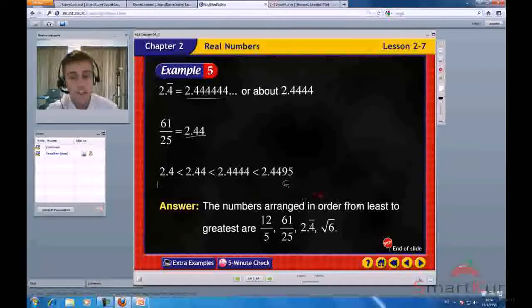The numbers arranged in order from least to greatest would be 12/5, 61/25, 2.4 repeating, and √6.